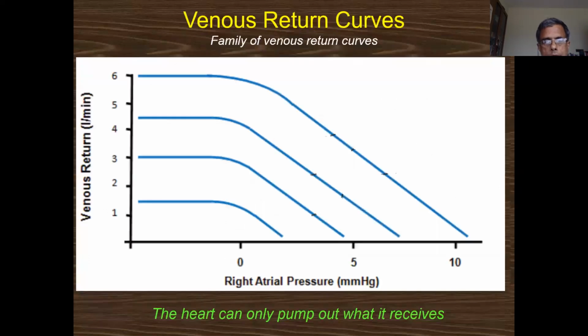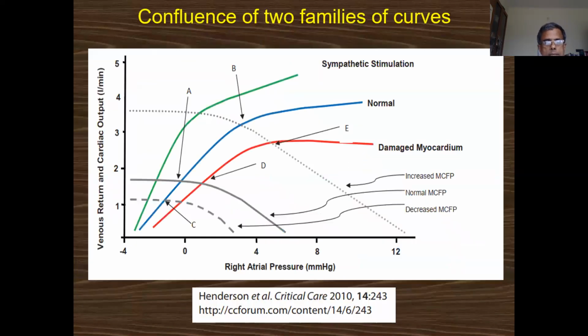But there is another family of curves known as the venous return curves. As the right atrial pressure goes up, beyond a certain level, the venous return actually drops because there's more resistance to venous return. The heart can only pump out what it receives. It cannot suck in blood from the peripheral circulation. So the cardiac output is at the intersection of these two curves, your Frank-Starling curves, which tell you preload and output, and the venous return curves. So it is at the intersection of these curves that you get an actual cardiac output. So a very high CVP with a low contractility will give you a very poor cardiac output.